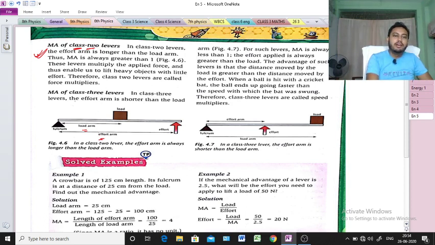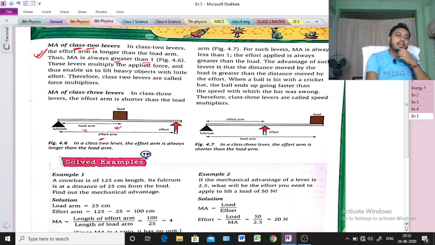Then effort arm by load arm, mechanical advantage equal to, so the value of the mechanical advantage will be always greater than 1. Why? Because effort arm by load arm means the value will be always greater than 1. Clear? You can see from the picture also. Okay, if you put the formula, then you will automatically understand.